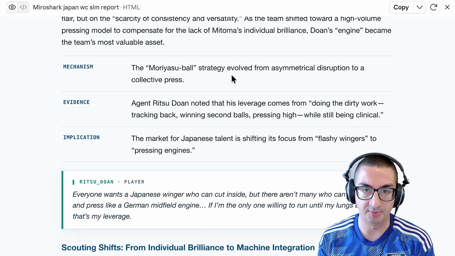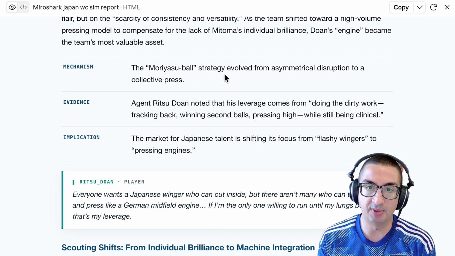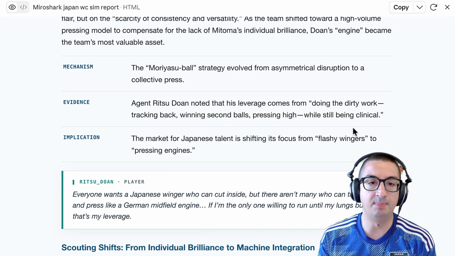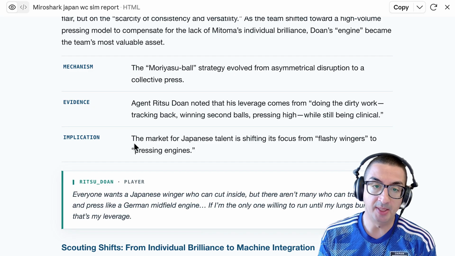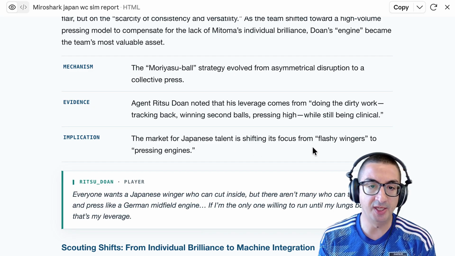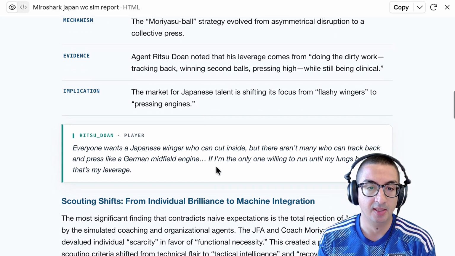Moriyasu is the trainer of Japan. The Moriyasu ball strategy evolved from asymmetrical disruption to a collective press. Evidence: agent Ritsu Doan noted that his leverage comes from doing the dirty work, tracking back, winning second balls, pressing high, while still being clinical. Implication: the market for Japanese talent is shifting its focus from flashy wingers to pressing engines.